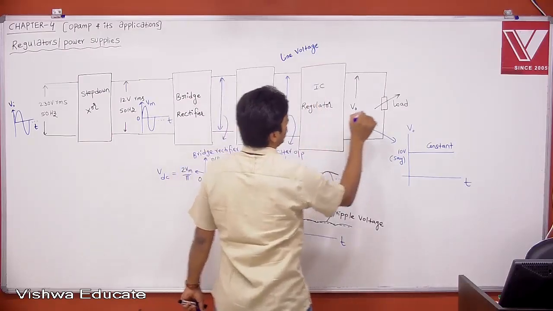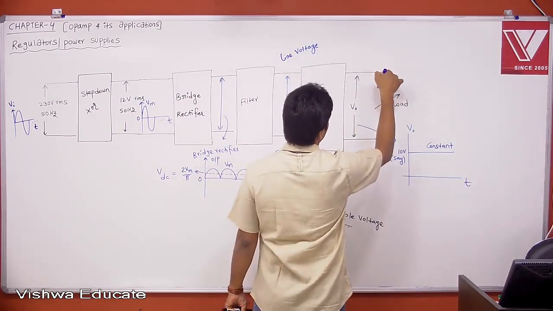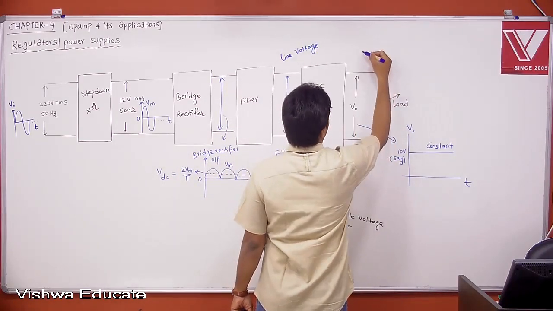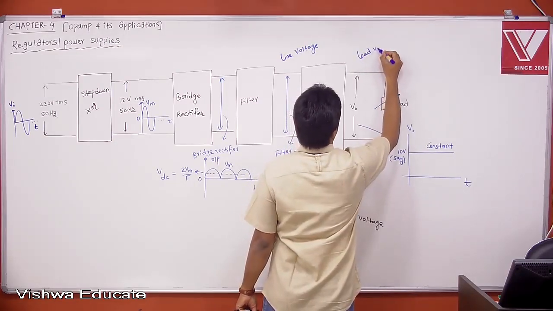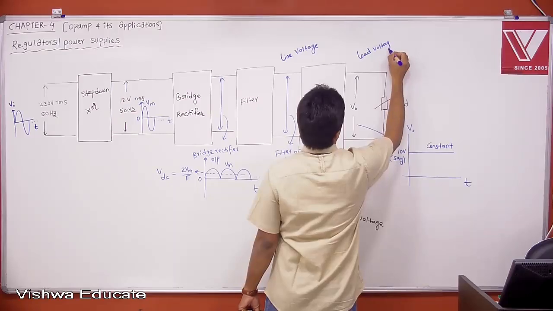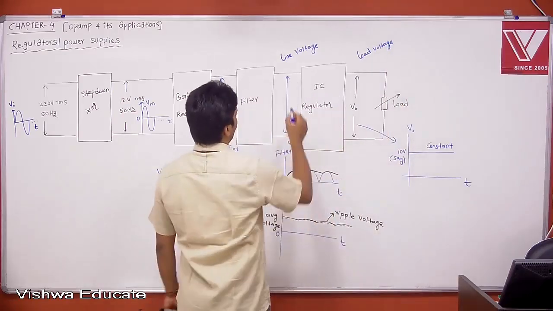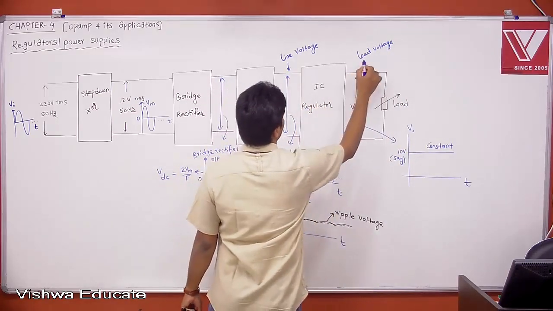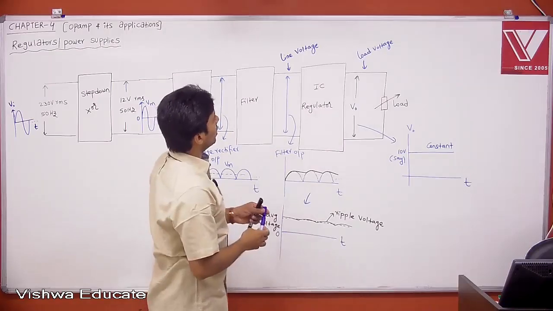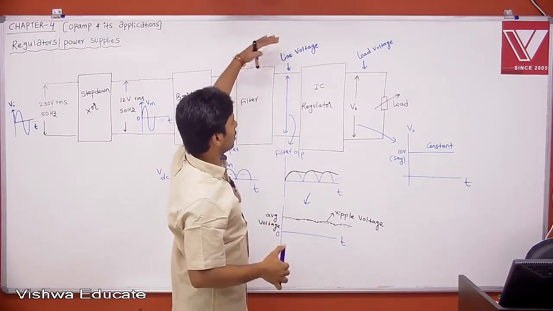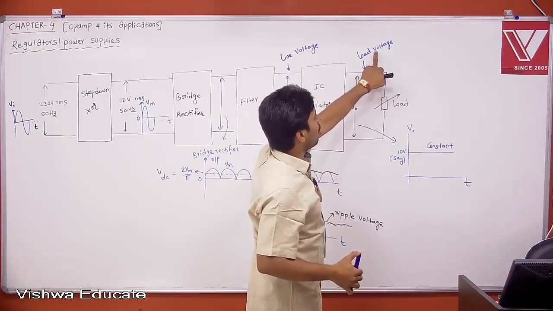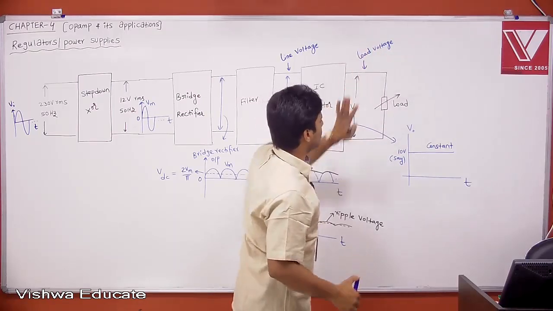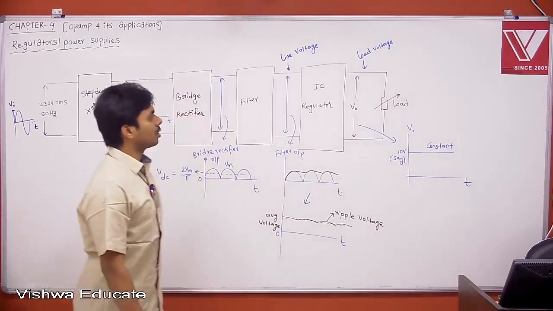This is line voltage and this is the output voltage or load voltage. Therefore, your load voltage, which is your output voltage, right? Therefore, this is line voltage and this is your load voltage. Irrespective of line voltage variation, and irrespective of your load variation, I am expecting the output voltage, the load voltage, to be constant. Then only I will call this a regulator.